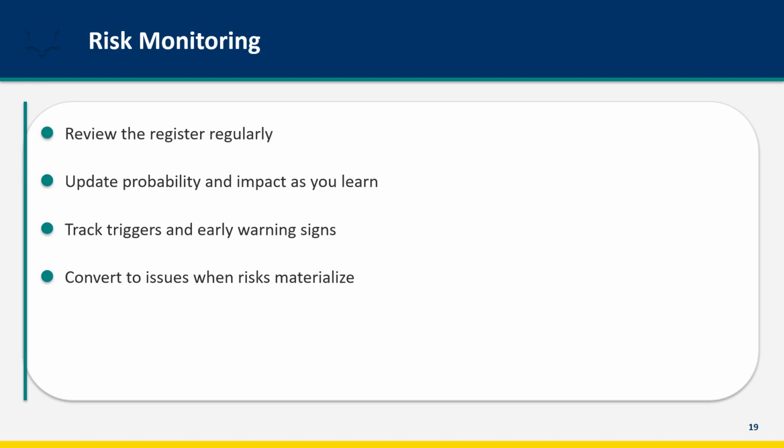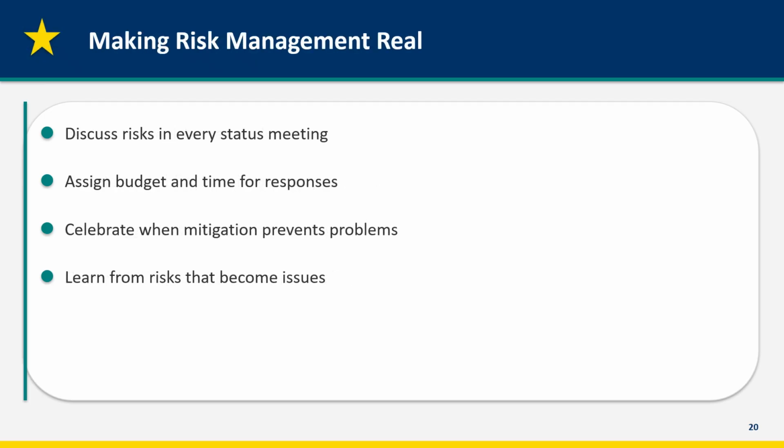When a risk actually materializes, convert it to an issue and execute your response plan, or create one if you accept it passively. Here's how to make risk management real rather than a paper exercise. Discuss risks in every status meeting, even briefly. What are the top 3 risks right now? Has anything changed? Assign actual budget and time for response actions.